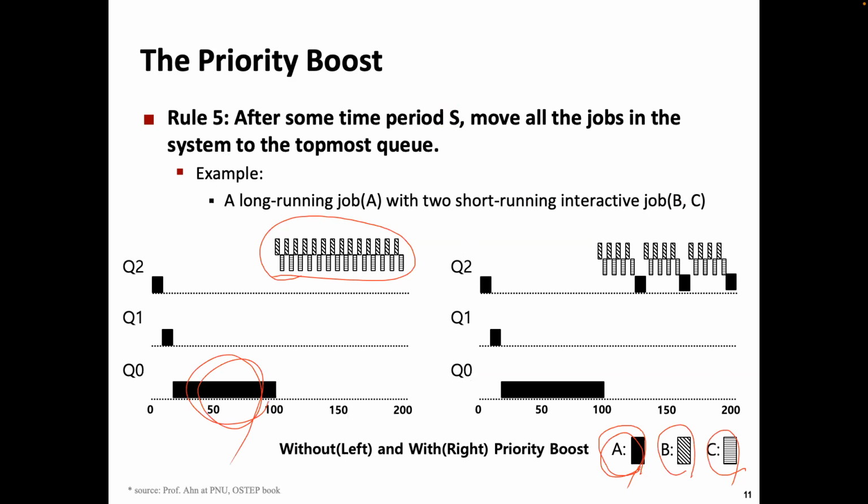But the solution is the priority boost. If a certain time length passes, then all jobs are moved to the topmost queue. Then job A gets a chance to be executed on the CPU, since job A has the highest priority. So that's the solution for the starvation problem.